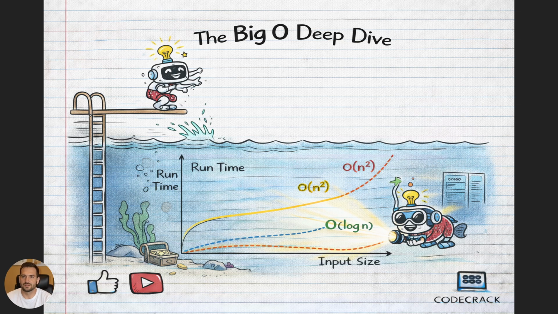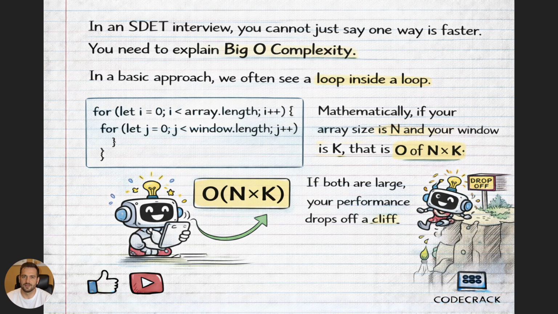The Big O notation deep dive. Let's talk numbers. In an SDET interview, you cannot just say one way is faster. You need to explain Big O complexity. In a basic approach, we often see a loop inside a loop. Mathematically, if your array size is n and your window is k, that is O of n times k. If both are large, your performance drops off a cliff.